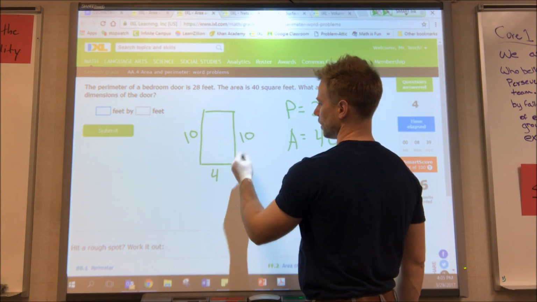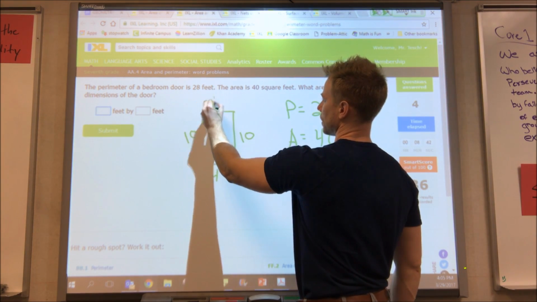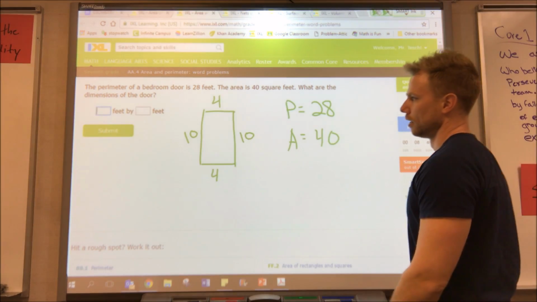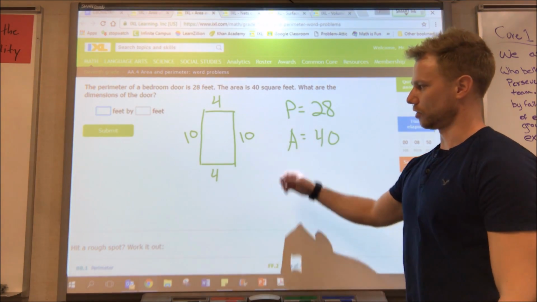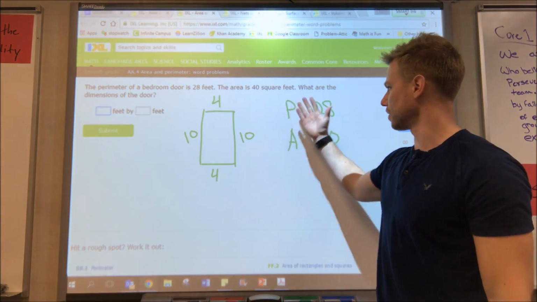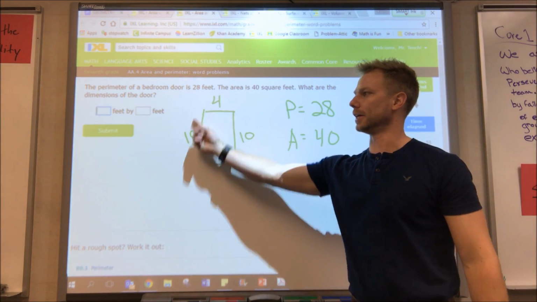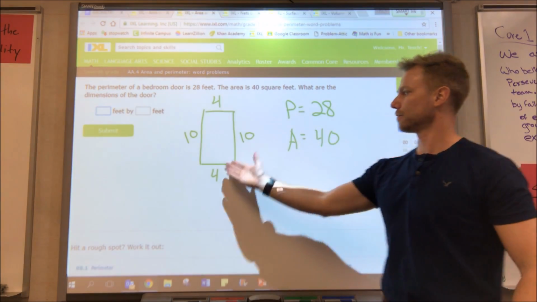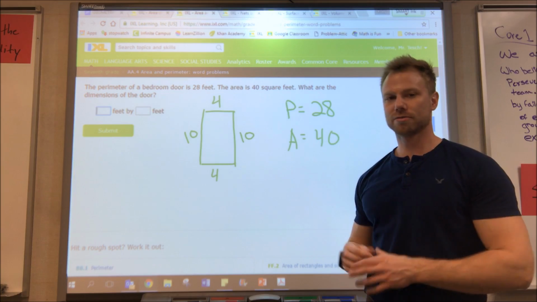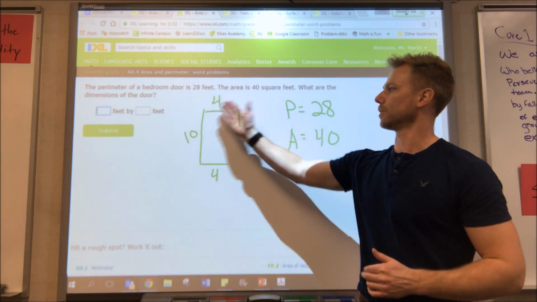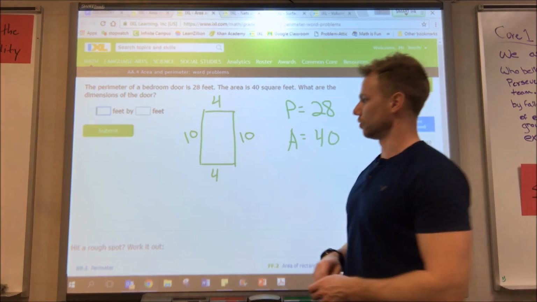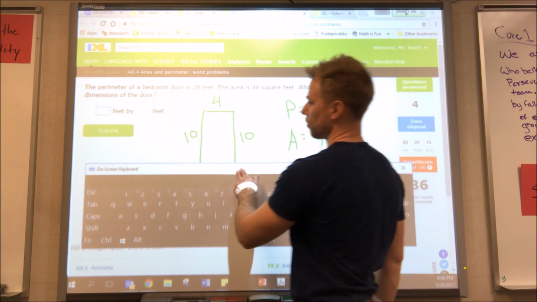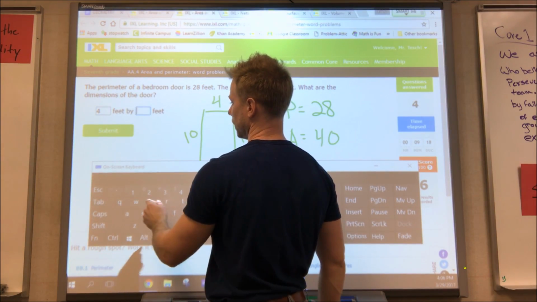So if this side is 10, the other side is 10. If the bottom side is 4, the top side is 4. 10 plus 10 is 20, plus 4 is 24, plus 4 more is 28. Okay? So I got lucky on the first try. That's the correct answer. But how you do this is you just guess and check. Use numbers that will give you the correct area, see if it gives you the correct perimeter. If you're off, try different numbers until you get the right combination. Okay? So it's going to be 4 feet by 10 feet.